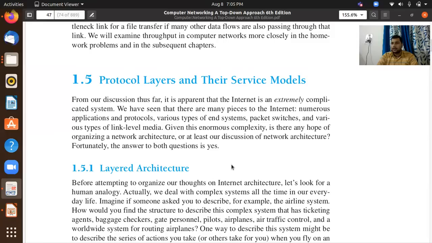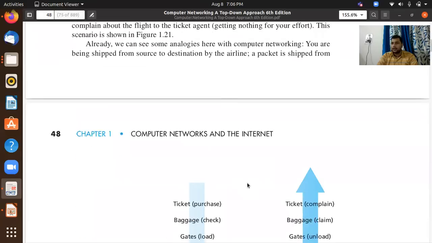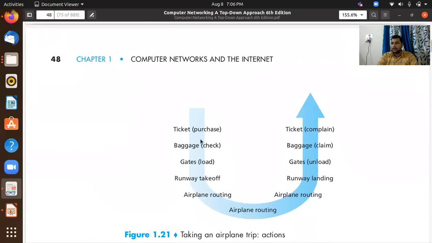First, he has to access that airline system. How will he access it? He requires some sort of token, a ticket. So he will purchase the ticket. That is the first thing, and a booking agent will provide that service. That is a sort of entry into the airline system. Then he will go for baggage checking, and that service will be provided by someone. So that is the second layer.